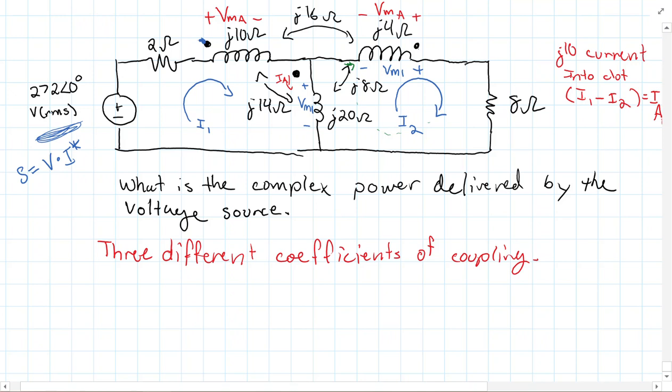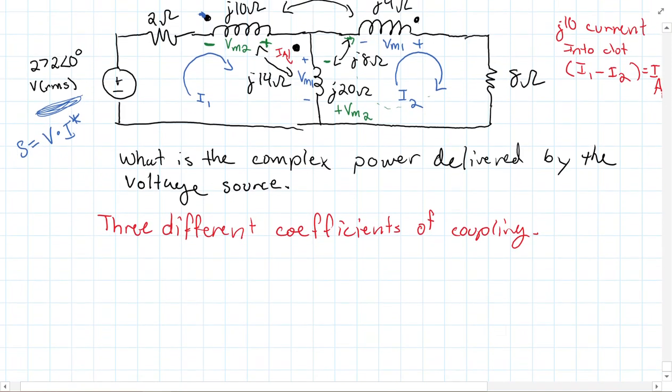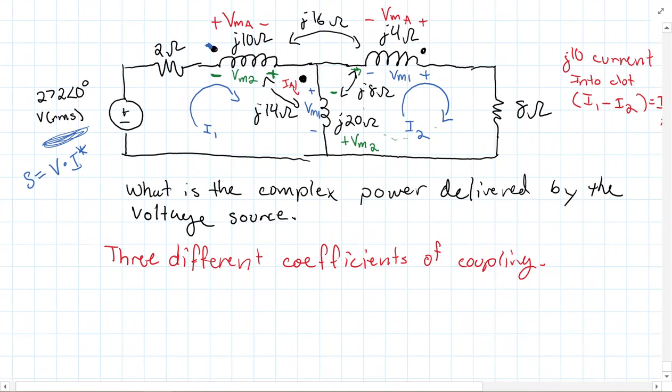So if it's going into the non-dotted side, that means I'd have a plus, minus, and this would be Vm due to the current in the second loop. And then again here, I have a coupling going on, so I'd have a plus, minus, Vm2 here, doing all my dot conventions. Alright, so we're going to need to write some loops down now.